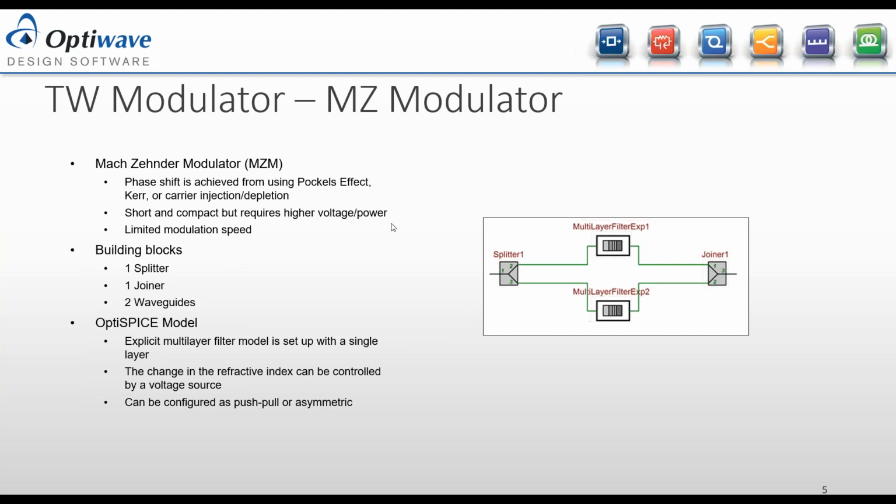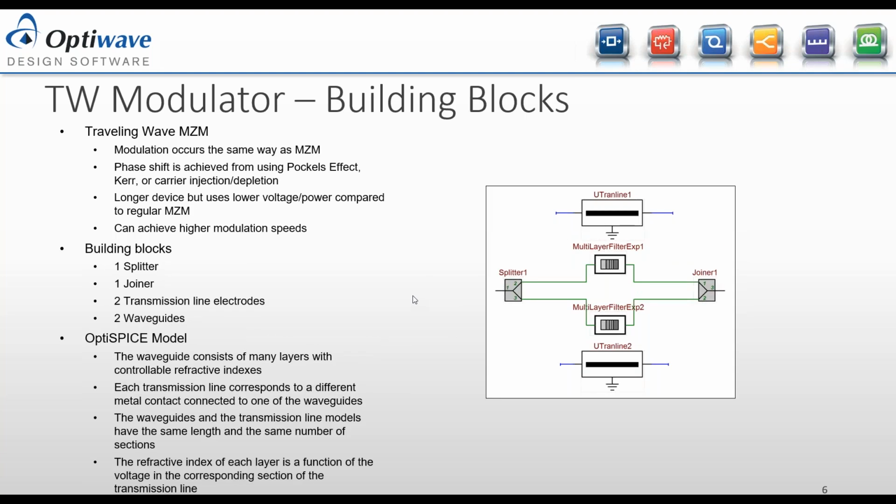So this basic design is usually more compact compared to the traveling wave modulators, but usually they can't go as fast as the traveling wave modulator design. You can set this multi-layer filter using 1 or multiple layers if, let's say, the contacts that you're applying the electric field from are not covering the entire waveguide. This is also possible.